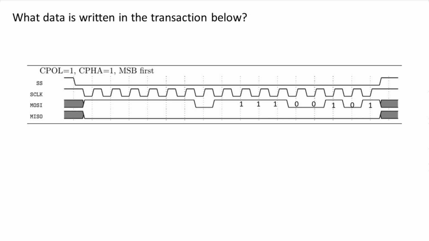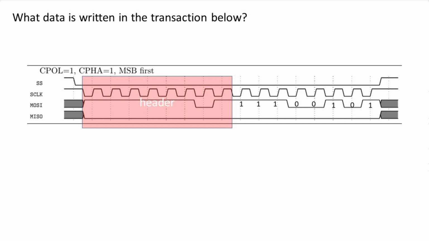Okay, and then what data is written in the transaction below? Well, first of all, is this a write? Let's find out. We have to decode all the bits. There's a header, so this is a transaction. An SPI transaction is at least 16 cycles. There's a header, which is 8 cycles, and then there's at least one data byte after that.